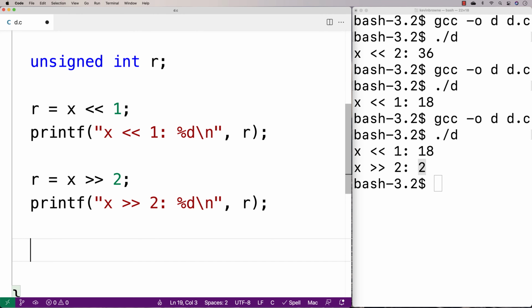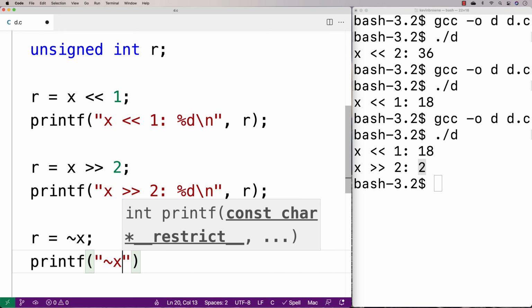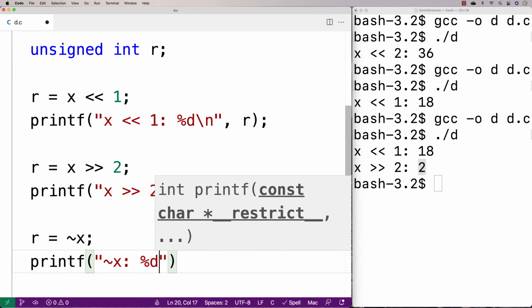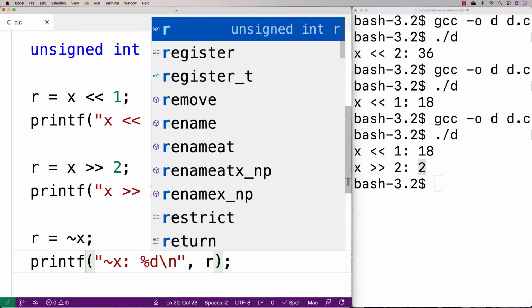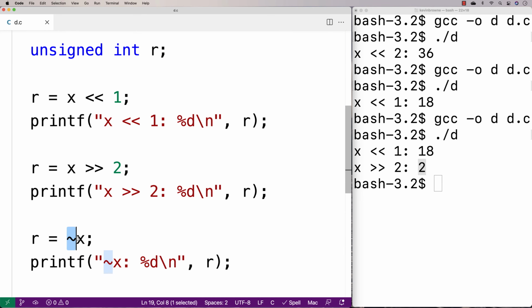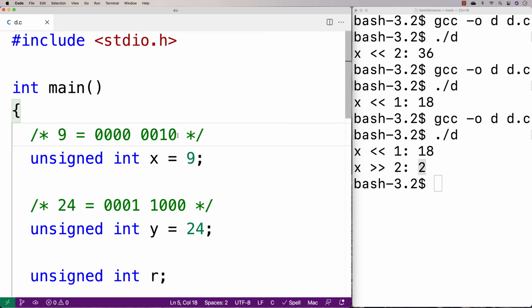Next, we'll do the ones complement operator. That looks like this. We're going to say R is equal to tilde X, and we'll printf this. We'll say printf tilde X, and we'll do %d \n. We'll just output R here, actually, I should say. We'll output R there. And what this ones complement operator does is it takes the digits here and flips them. So it makes the zeros ones and the ones zeros.